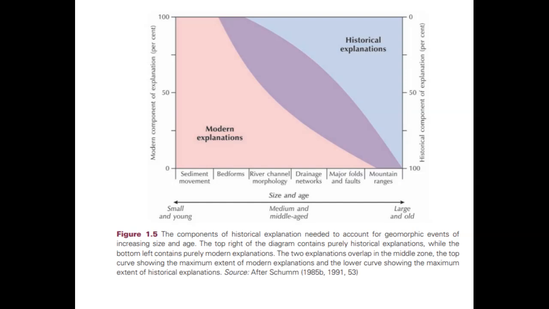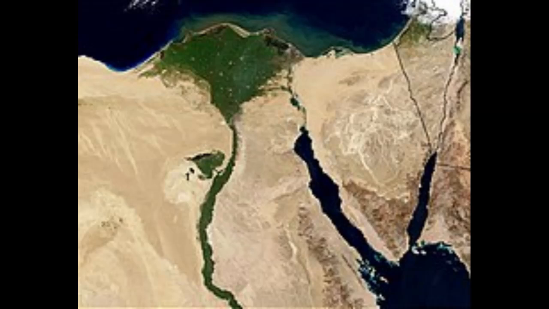Why do we need both types of explanations? One might wonder why we need both historical and modern explanations to understand geomorphic events. The answer lies in the complex nature of geological processes. Geological events do not occur in isolation, but interact with each other over time. For example, an earthquake might change the course of a river, leading to the formation of a new valley. To understand this change, we need to study the effects of the earthquake, historical explanation, as well as the current river processes, modern explanation.